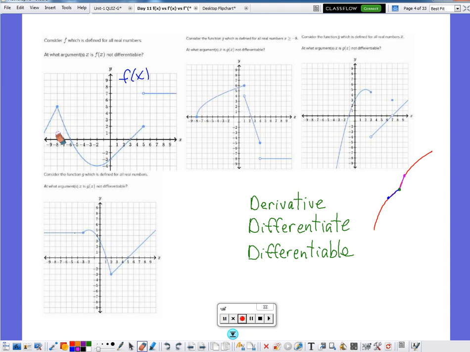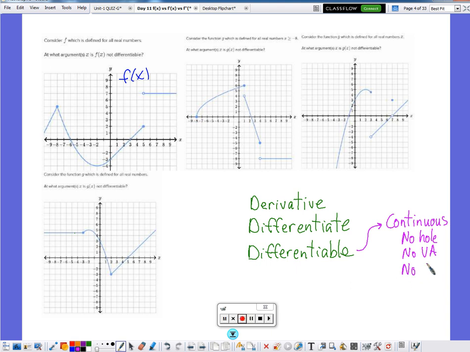So the idea is this. For a function to be differentiable, because they will ask this on the AP test regularly, we've got to be able to do that little secant thing. Secant to the right, secant to the left. Okay? So to be differentiable, memorize this. The function must first be continuous. So to be continuous, you can't have a hole, you can't have a vertical asymptote, you can't have a jump.